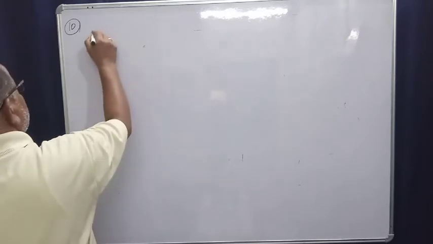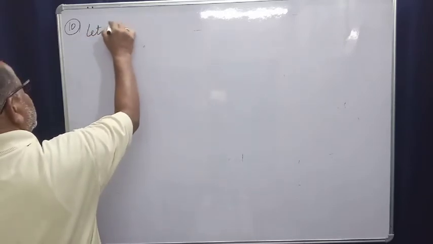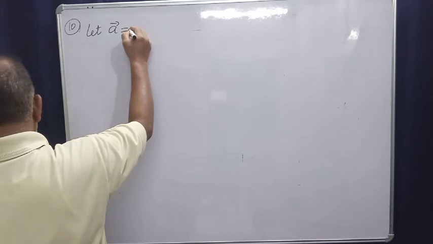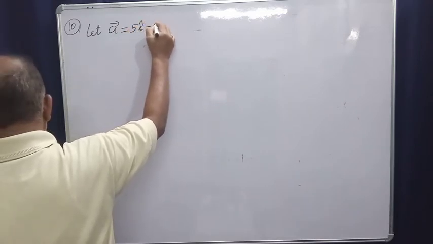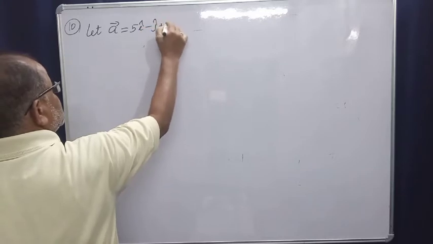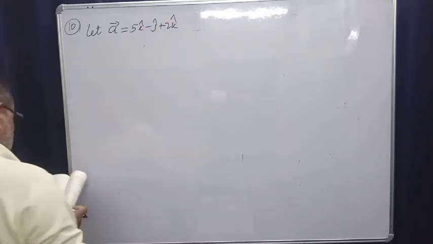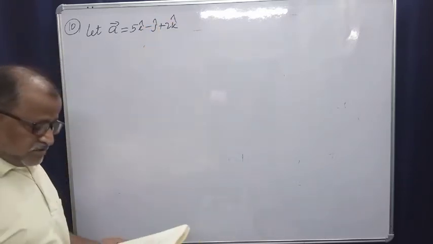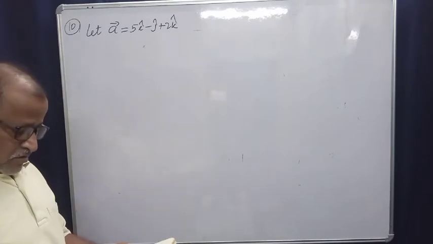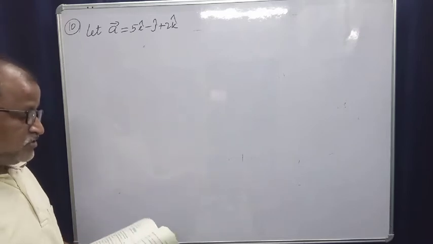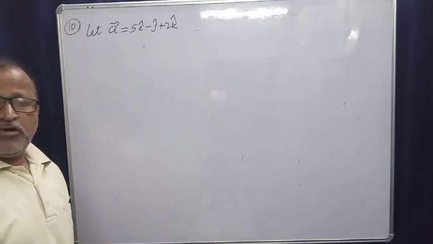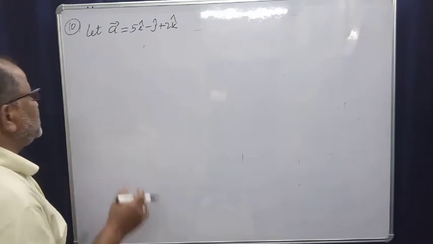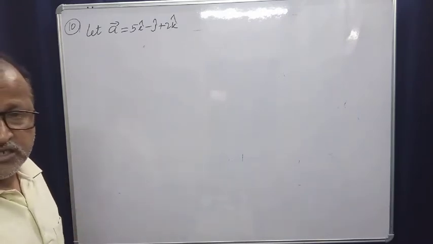Let A be equal to 5 i cap minus j cap plus 2k cap. This is the vector. Now the question is, find the vector in the direction of this vector which has magnitude of 8 units. So what we will do? First, we have to find out the unit vector along this direction.